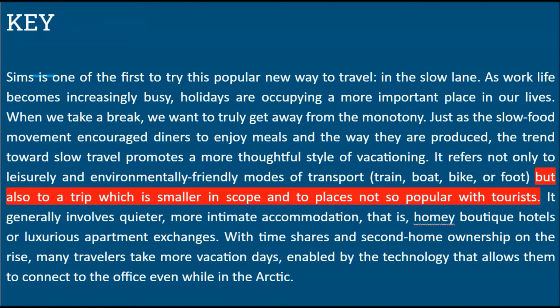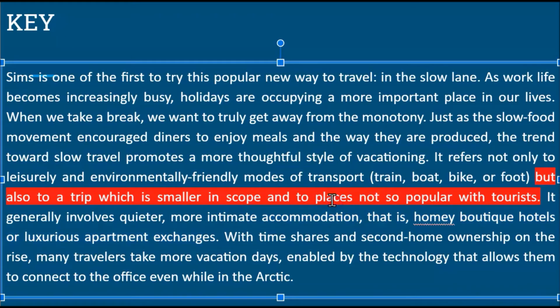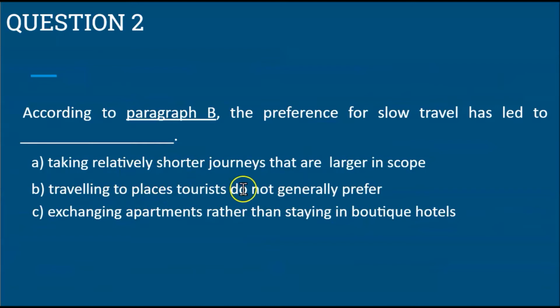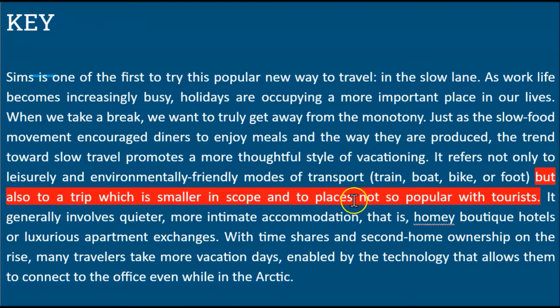As we understand from paragraph B, these days tourists are leaning toward slow travel. And as a result of this, these tourists usually travel to places that are not so popular with tourists. And that information here is in line with paragraph B. Traveling to places tourists do not generally prefer are the places that are not popular with tourists. So the answer again for this question is B.